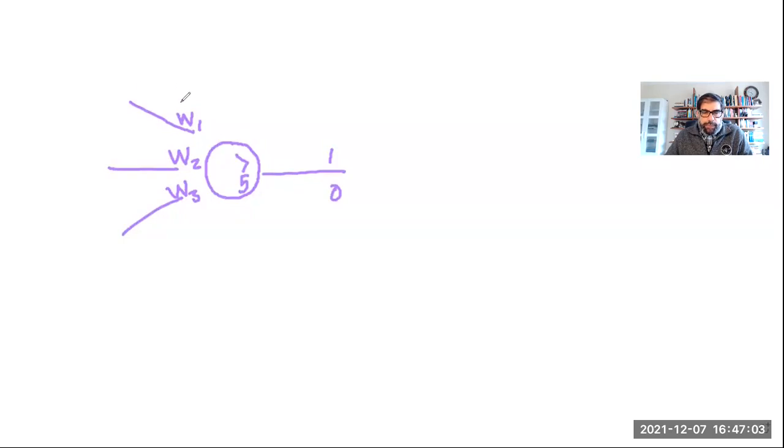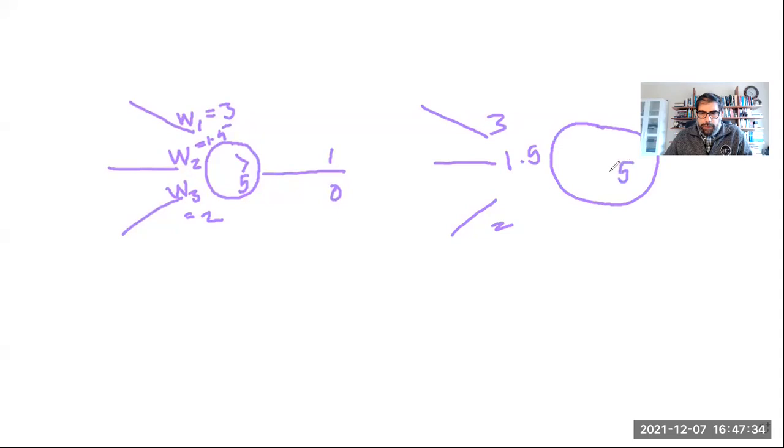So let's say weight 1 is equal to 3, weight 2 is equal to 1.5, and weight 3 is equal to 2. So I can just write it like this: 3, 1.5, and 2, and the threshold is 5. And let's suppose the input values that are coming in are 1, 2, and 1.